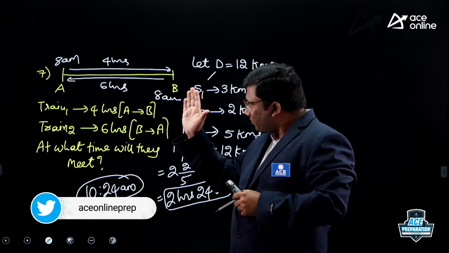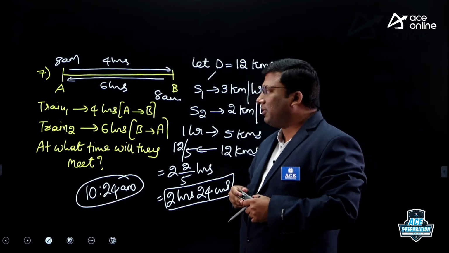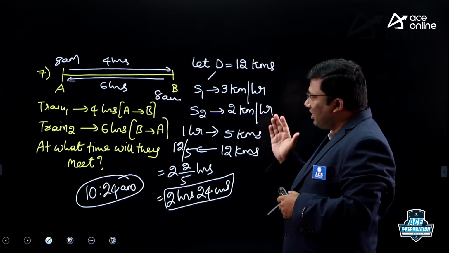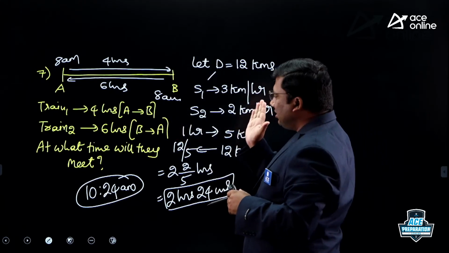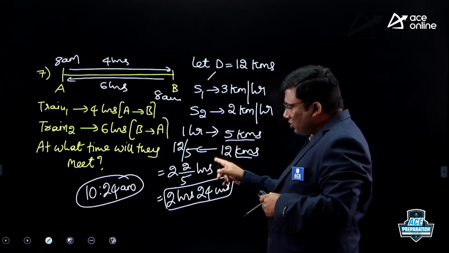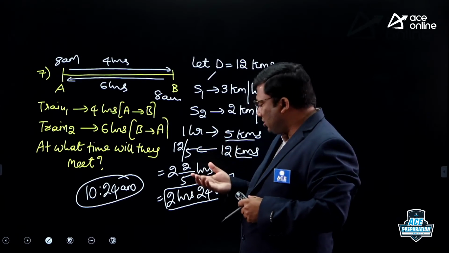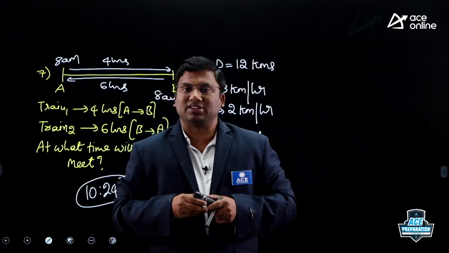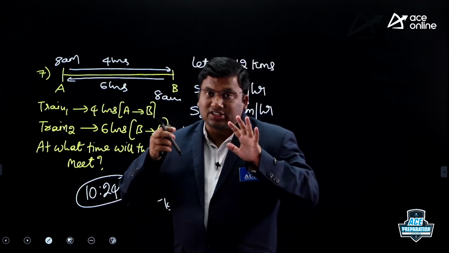4 and 6. First train 4 hours, second train 6 hours. D is the LCM of 4 and 6, which is 12. First train 3 kilometers per hour, second train 2 kilometers per hour. After 1 hour, one travels 3, the other travels 2, so total it is 5. But I require 12, so it is 12 by 5. 2 hours and 2/5 of an hour, which is 24 minutes. From 8 o'clock, after 2 hours, 24 minutes, they will meet at 10:24. I hope the concepts are clear.